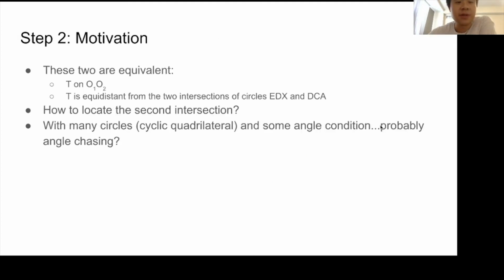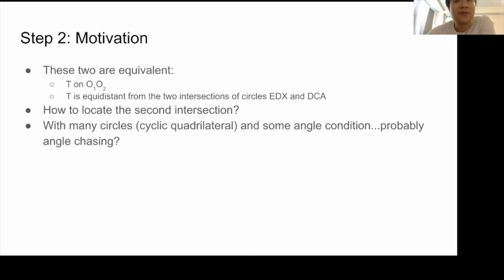Okay, let's talk about the motivation behind the next step. So now that we want to show that T lies on the line O1, O2, which is the line joining the centers of the two circles, we know that this is the same as showing that T is equidistant from the two intersections of the circles EDX and DCA, meaning that TD and TZ, which is the other intersection, are of the same length. But how do we do so, considering that we barely know anything about the point Z?